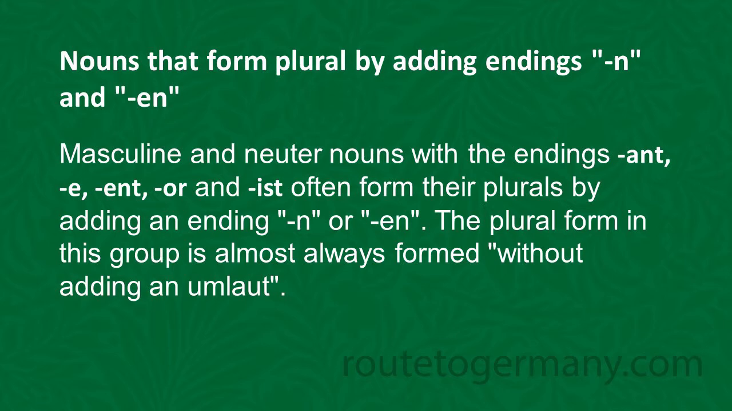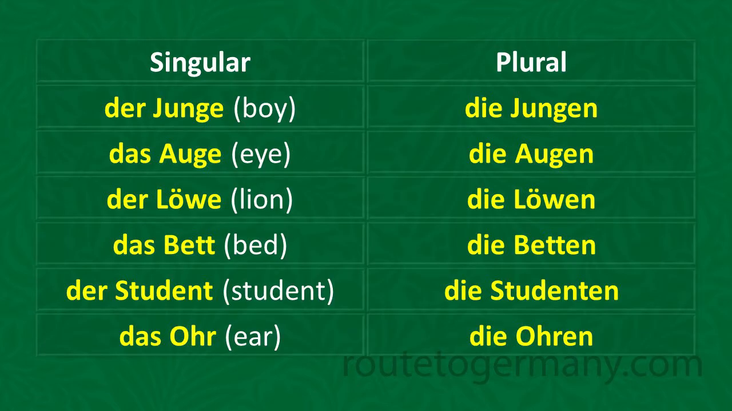Masculine and neuter nouns with the endings ant, or, and ist often form their plurals by adding an ending n or en. The plural form in this group is almost always formed without adding an umlaut to the vowel. Some common examples are der Junge, die Jungen, das Auge, die Augen, der Löwe, die Löwen, das Bett, die Betten, der Student, die Studenten, das Ohr, die Ohren.